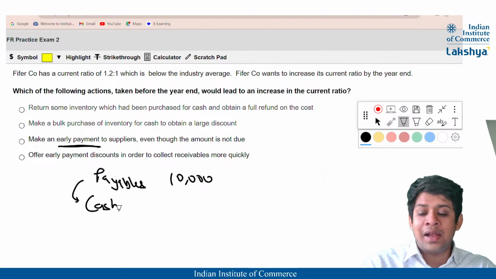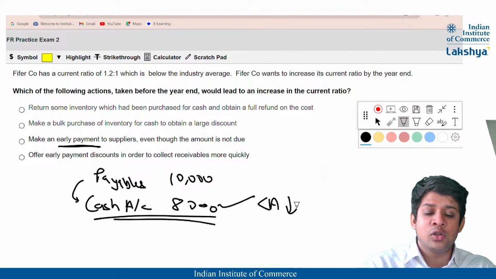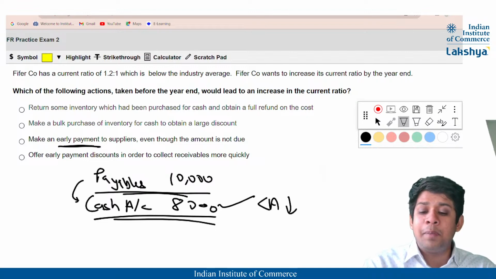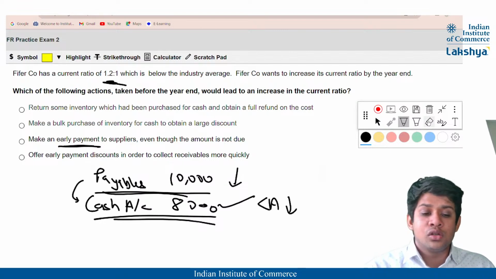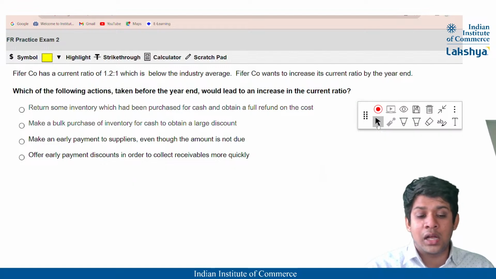That means probably I might have to pay cash of only 8,000, maybe I'll get a discount of 2,000. So my cash will go out. That means my current assets will reduce by 8,000. I agree. But my payables, my current liability, will reduce by 10,000. Correct. So that means the current ratio, there is a possibility that it will increase. Right. So option C is going to be the correct option.